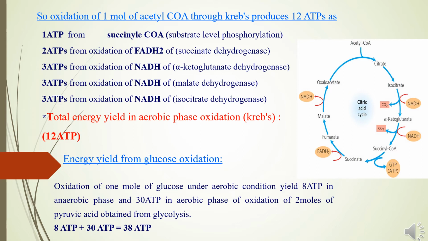The reduced coenzymes are oxidized in the respiratory chain, and that's the total yield in the aerobic phase of oxidation, or the Krebs cycle, which is 12 ATP molecules from 1 mole of acetyl coenzyme A.